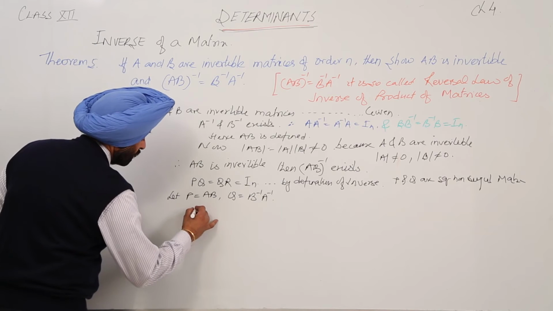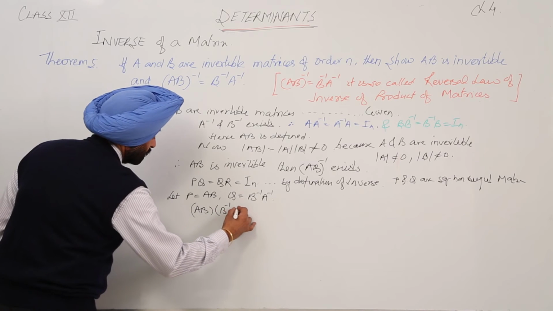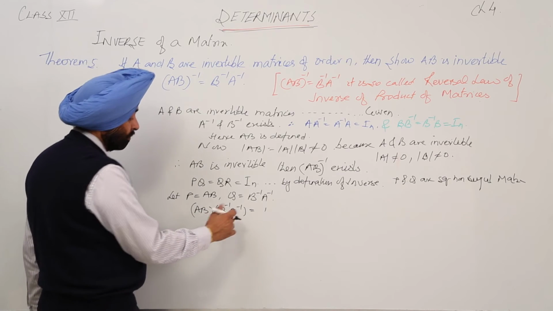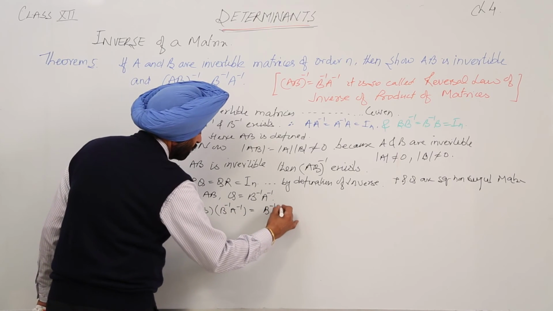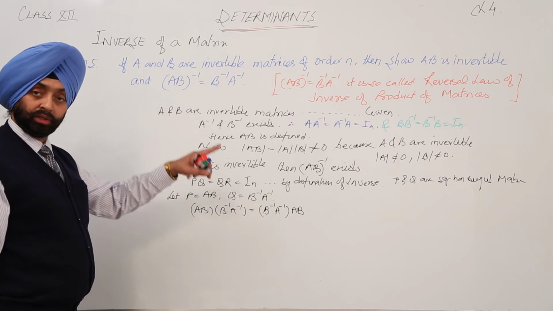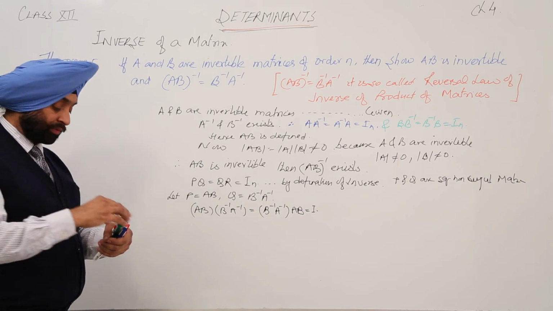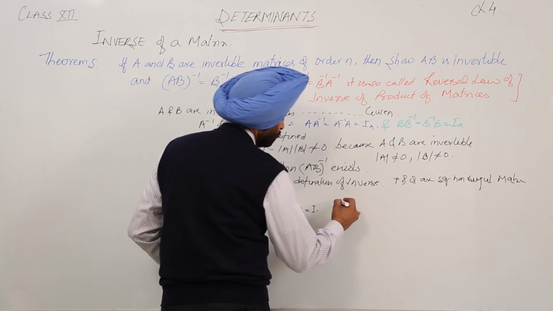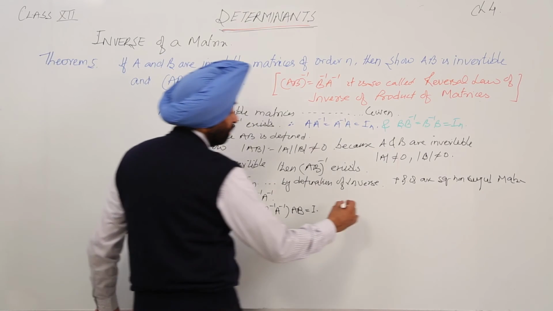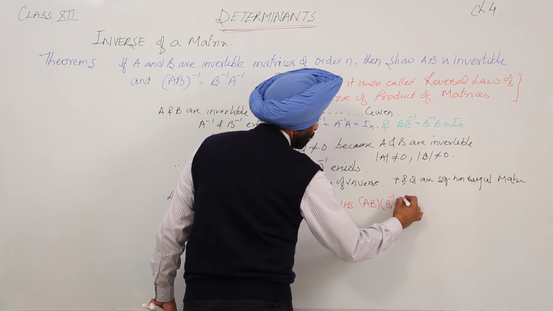Now we are having AB with B inverse A inverse is equal to B inverse A inverse with AB, according to the definition, and this is equal to I. Now let's move with the left hand side first. Left hand side, what we are having? AB with B inverse A inverse.